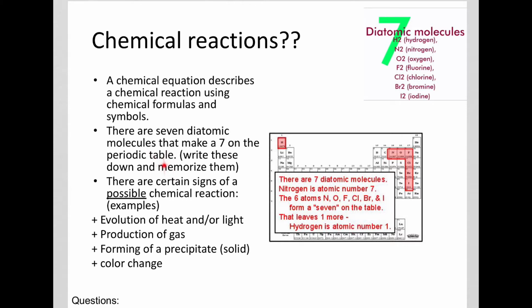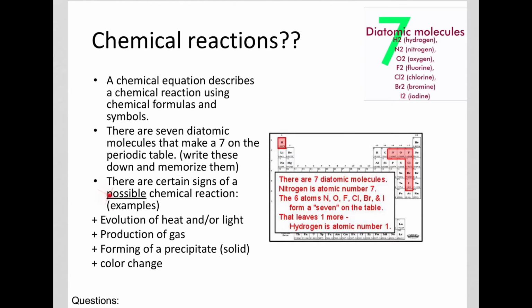Now there are 7 diatomic molecules. They make a little 7 and point at the 7th one because in their elemental form they're not found as atoms, they're found as molecules. Molecules are non-metal compounds that are bonded together. You need to know those, so memorize them, put them on your note card. You need to have them when you're doing these.